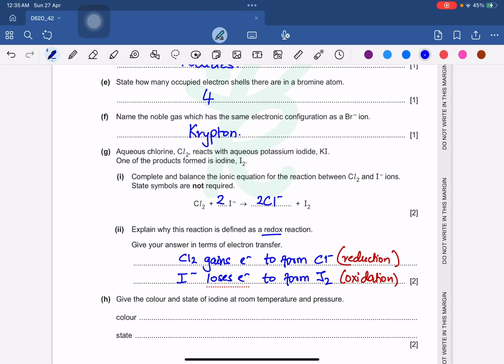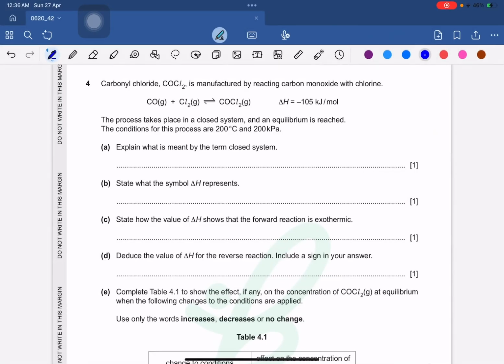Let us move on to the next question. Give the color and state of iodine at room temperature and pressure. So the color of iodine at room temperature and pressure is grey black, and the state is solid. Let us move on to the next question.